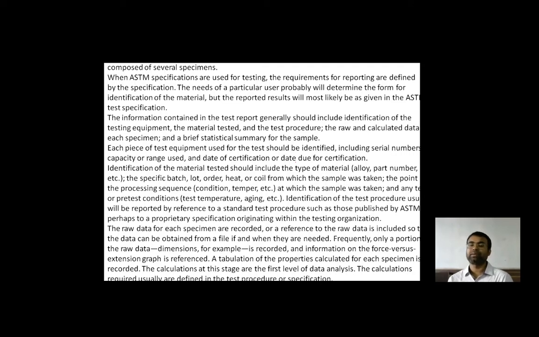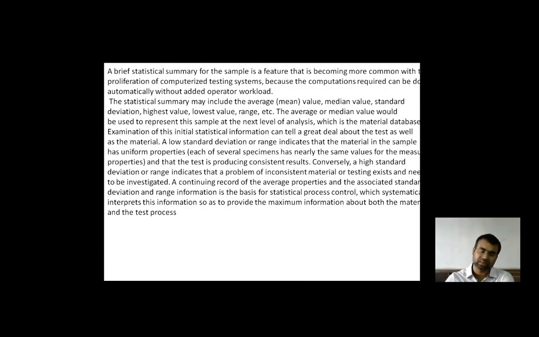So a tabulation of that particular property calculated for each specimen is recorded, and the calculations at this stage are the first level of the data analysis. The calculations required usually are defined in the test procedure or specification. And the brief statistical summary of the sample is a feature that is becoming more common with the proprietary and the computerized test system. And this is how this particular test is to be performed. And after performing this test, we need to take care of these things. So for that, I am focusing on this particular point.